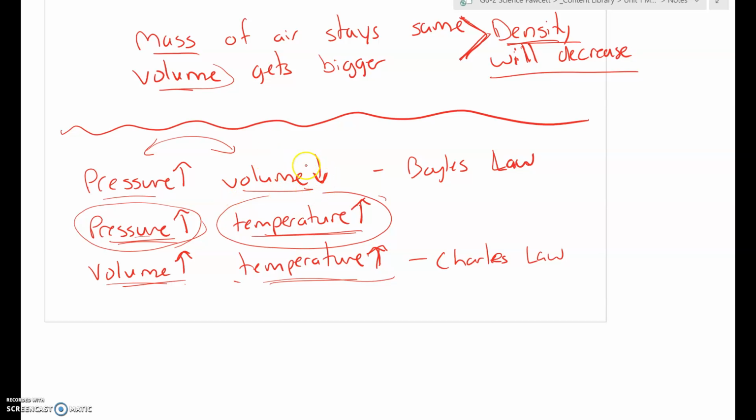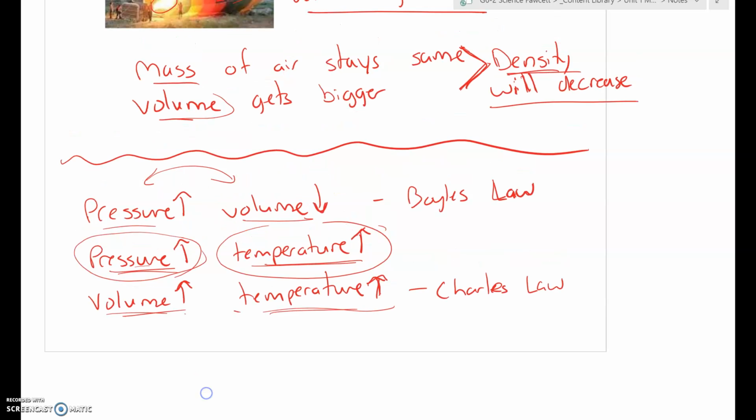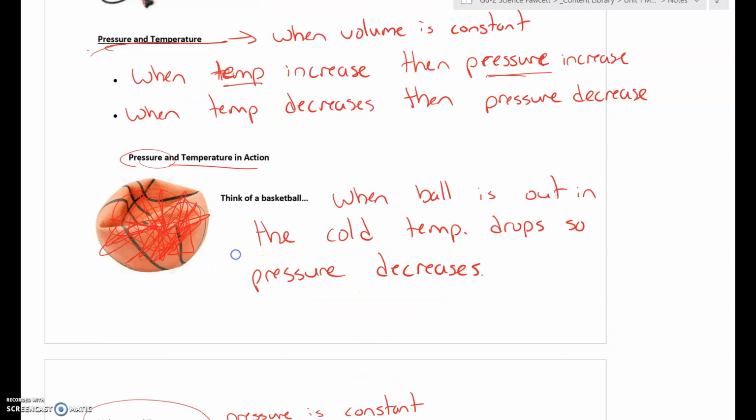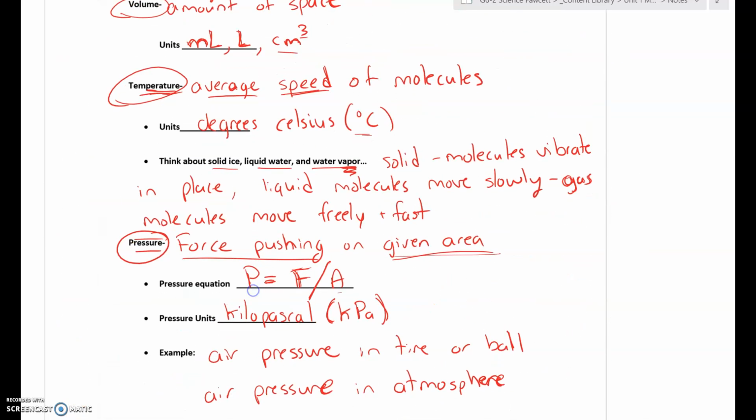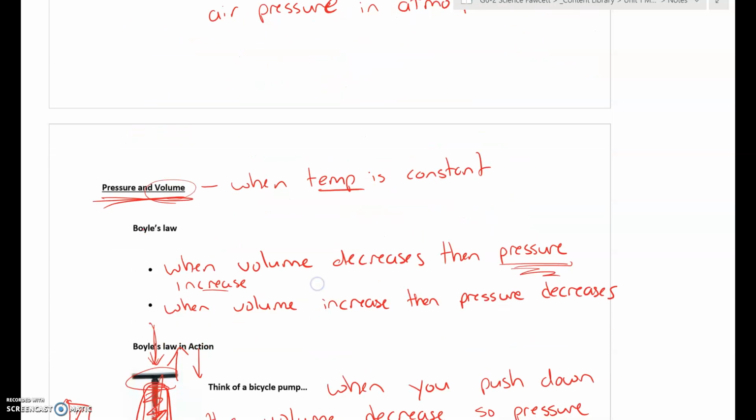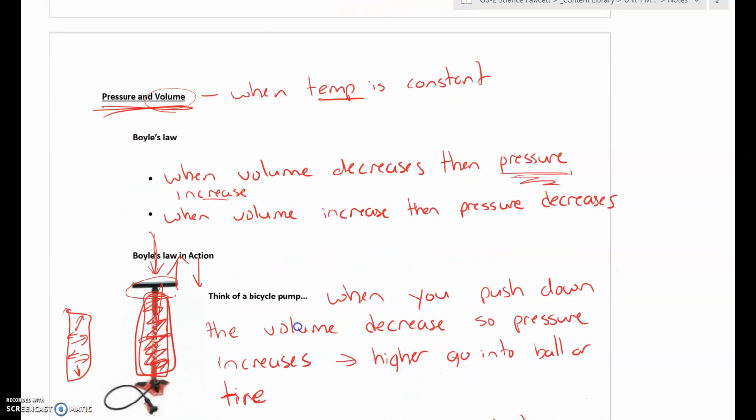Because if we have a smaller space, that comes back to our formula for pressure here. If we decrease volume, we're also decreasing the surface area of the container, which means if area goes down, pressure will go up. So the formula for pressure can actually explain why Boyle's law is true as well. So that's it for the gas laws.